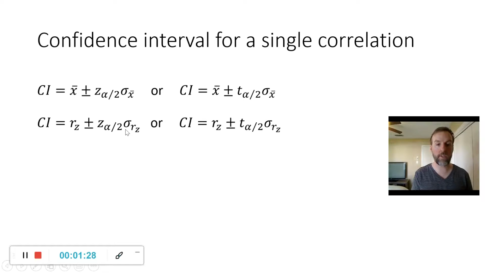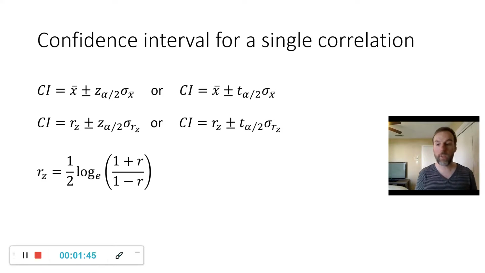To get the standard error, we can't calculate that, but we can estimate that. There's a simple formula for estimating our standard error. And these formulas are the same. The only difference is, are we using a z value or a t value? So how do we transform r to r sub z?